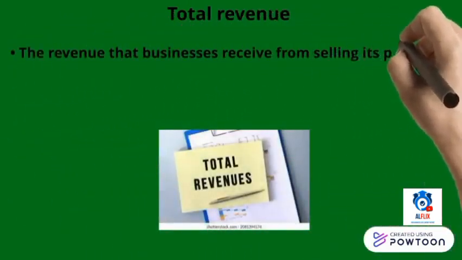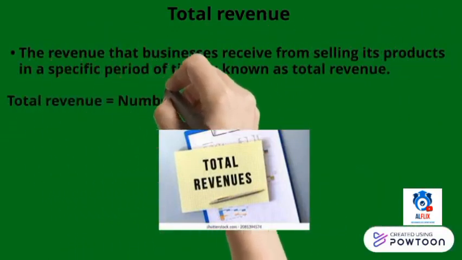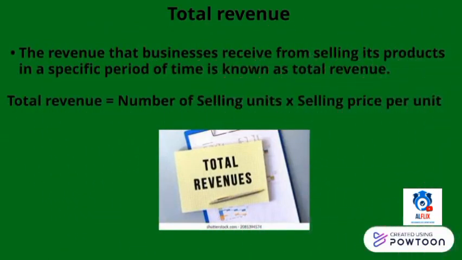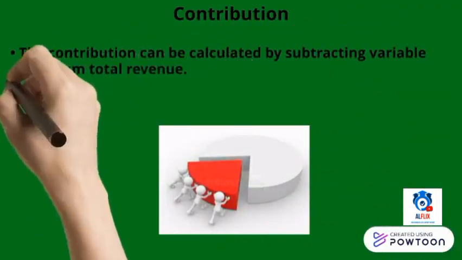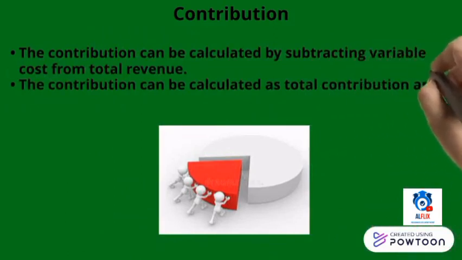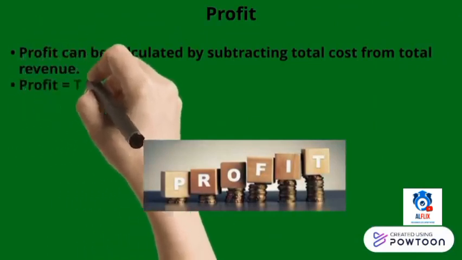Total revenue. The revenue that businesses receive from selling their product in a specific period of time is known as total revenue. Total revenue equals number of selling units times selling price per unit. Contribution. The contribution can be calculated by subtracting variable cost from total revenue. The contribution can be calculated as total contribution and unit contribution. Profit. Profit can be calculated by subtracting total cost from total revenue.